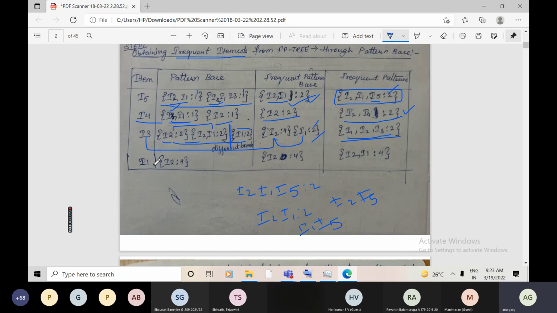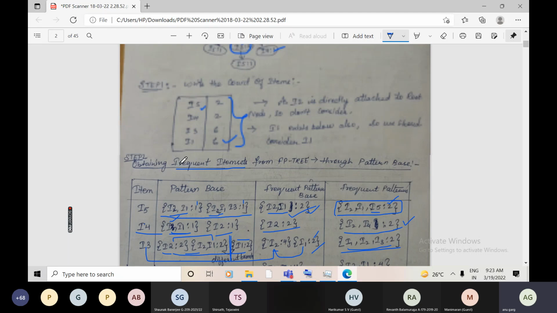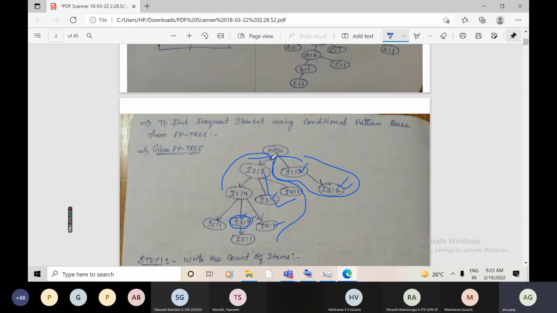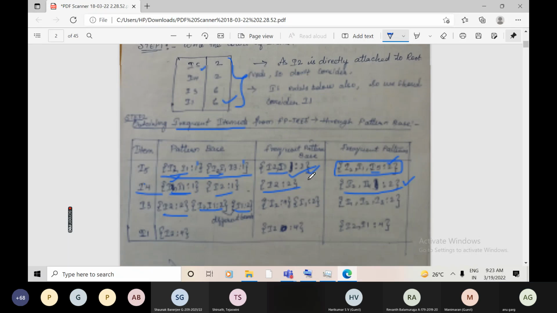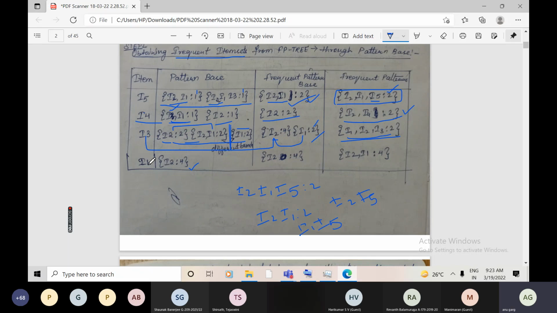And now coming to the last, I1, it is connected to I2. The support count for I1 is 4. If you see this one, I2, it is connected to I2. Hence, you will have one more frequent pattern, I2, I1, 4.